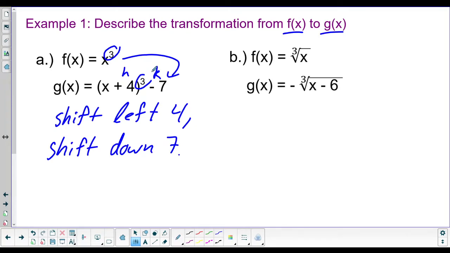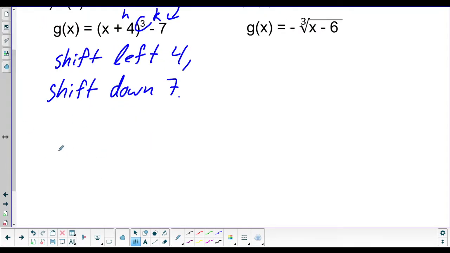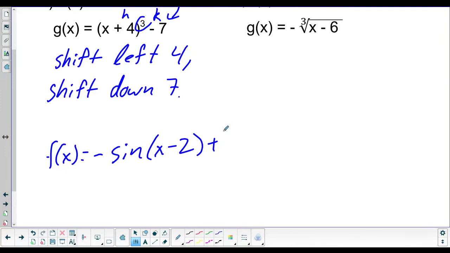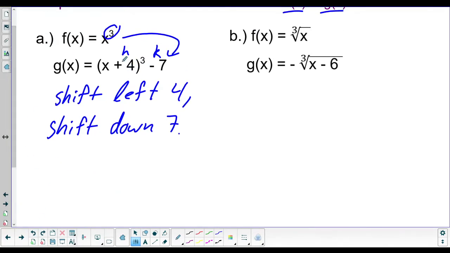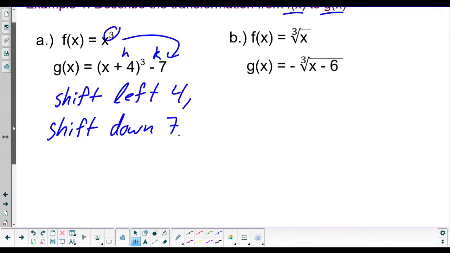It doesn't matter that this is a cube now instead of a squared. It doesn't matter that it's not an absolute value. A, h, and k do exactly the same thing for every single parent function. Even ones we're not going to talk about. If you had f of x equaled negative sine of (x minus 2) plus 3, it still gets flipped, it still goes right 2, and it still goes up 3, even though you have no idea what that sine function does. So you're just looking for a, h, and k, and then you'll describe the transformations.